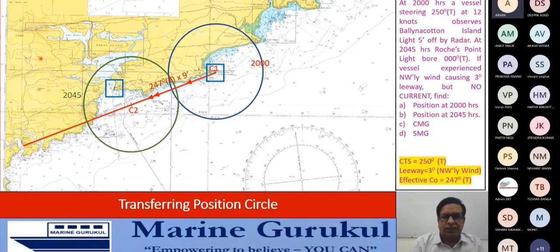Now we draw the 2045 PL. This is the 2045 PL, where the two intersect here. That is the position point Y. That is the position at 2045.